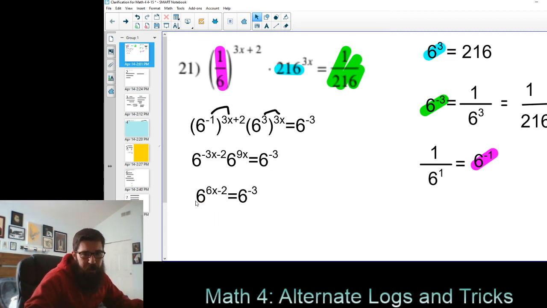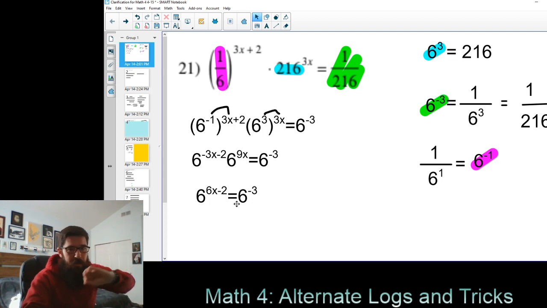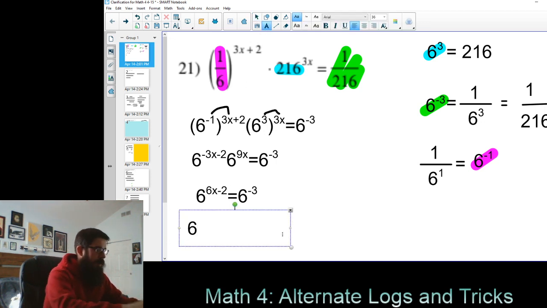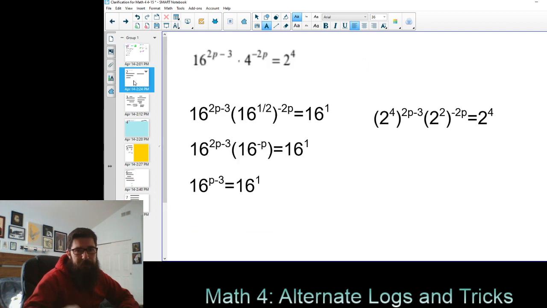At this point now, since I have 6 to something equals 6 to something, I don't have to worry about those 6's. I can literally solve this equation. 6x minus 2 equals -3, can go from there. Okay, you can probably handle that. It shouldn't be too crazy. All right, next thing.